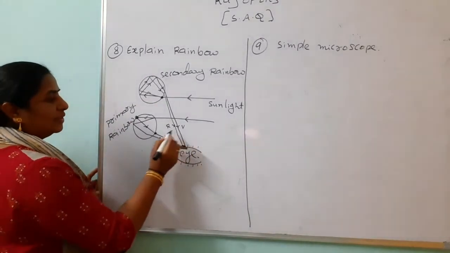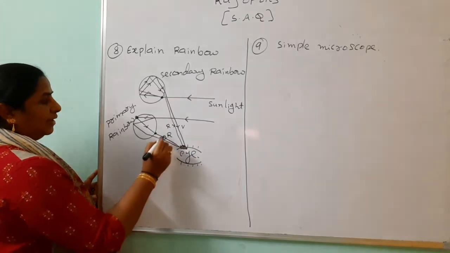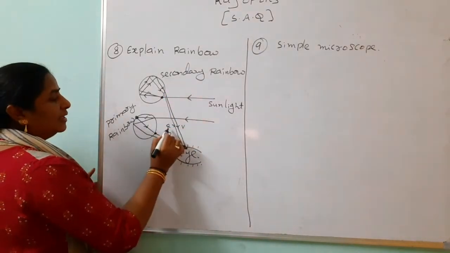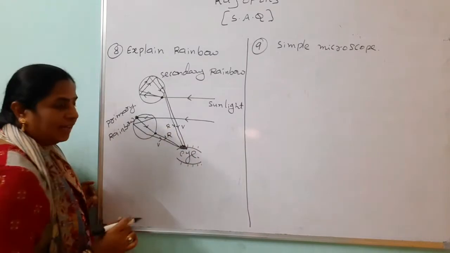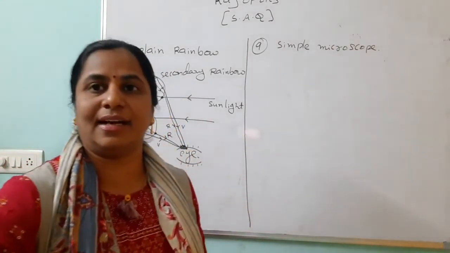And here we can observe this. This is the red and this is the violet. See, in this case in secondary rainbow, this is the red and this is the violet. Reverse order we should observe in the case of primary and secondary rainbow.